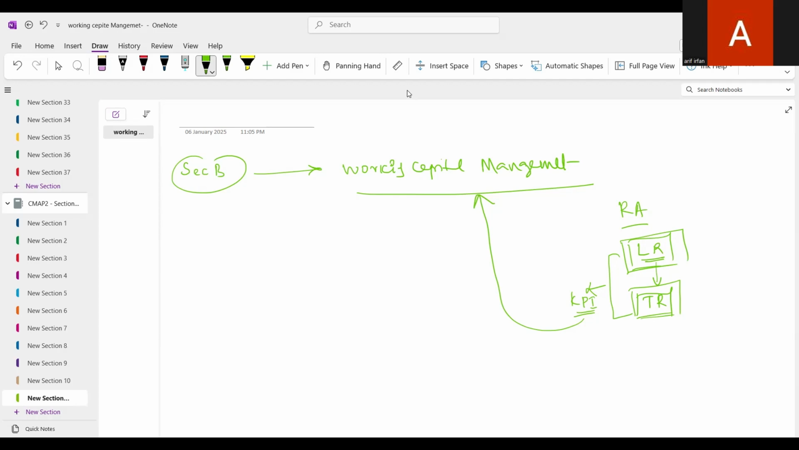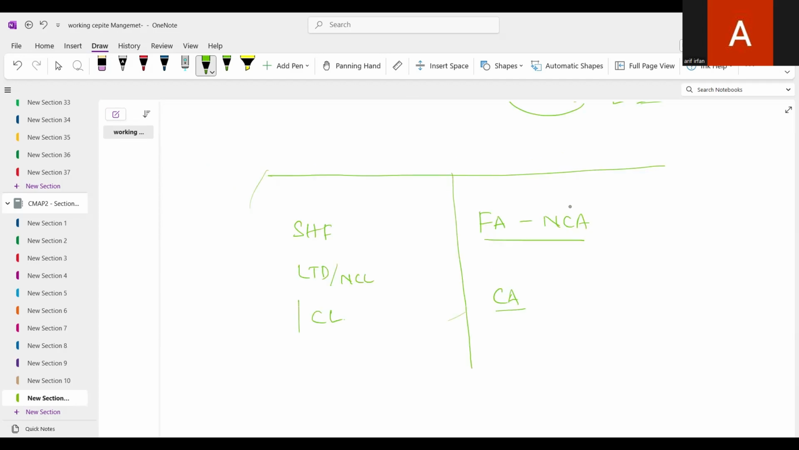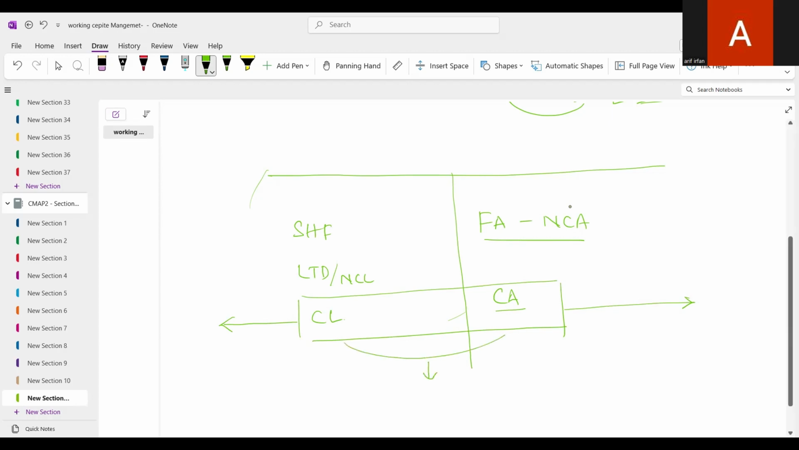So liquidity ratio, what drives liquidity and profitability? Turnover ratios. What drives turnover ratios? Working capital management. So this is where we learn how to manage the current assets and current liabilities. That's how the working capital comes into the picture.